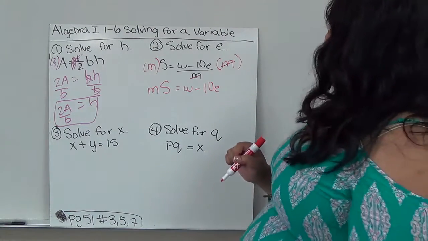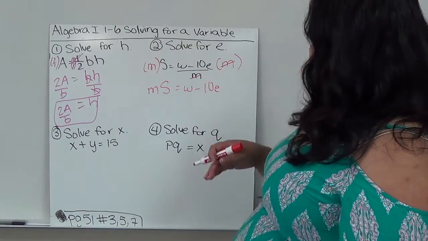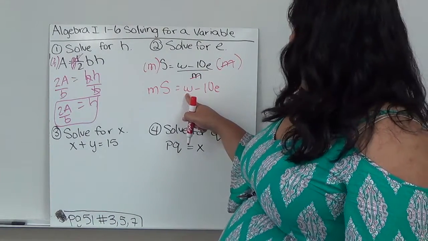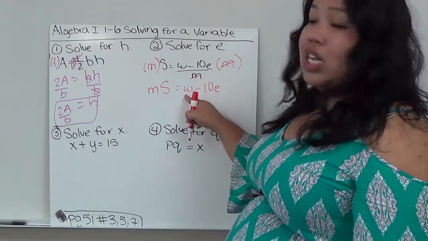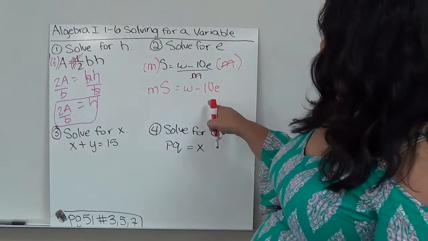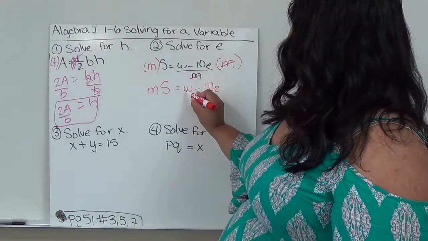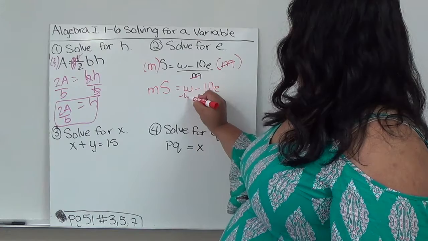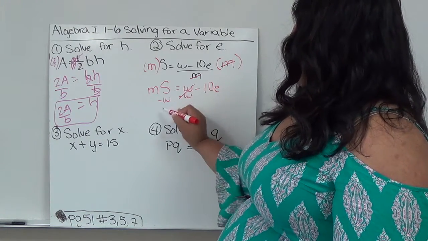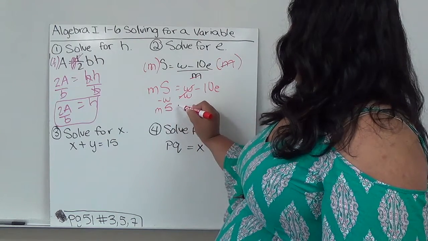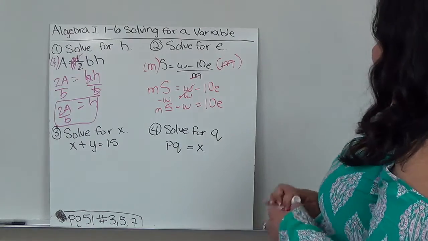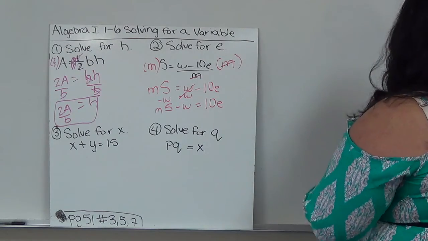Right? So, again, I have to start from furthest. Well, the furthest is positive W, so I have to do the opposite. This negative is not attached to the W. Okay? It's attached to the 10E. Please understand that. So in order to get rid of positive W, I have to minus W, and what I do to one side, I have to do to the other. So this cancels out. I end up with MS minus W equals 10E. Okay? Hopefully I didn't lose you.